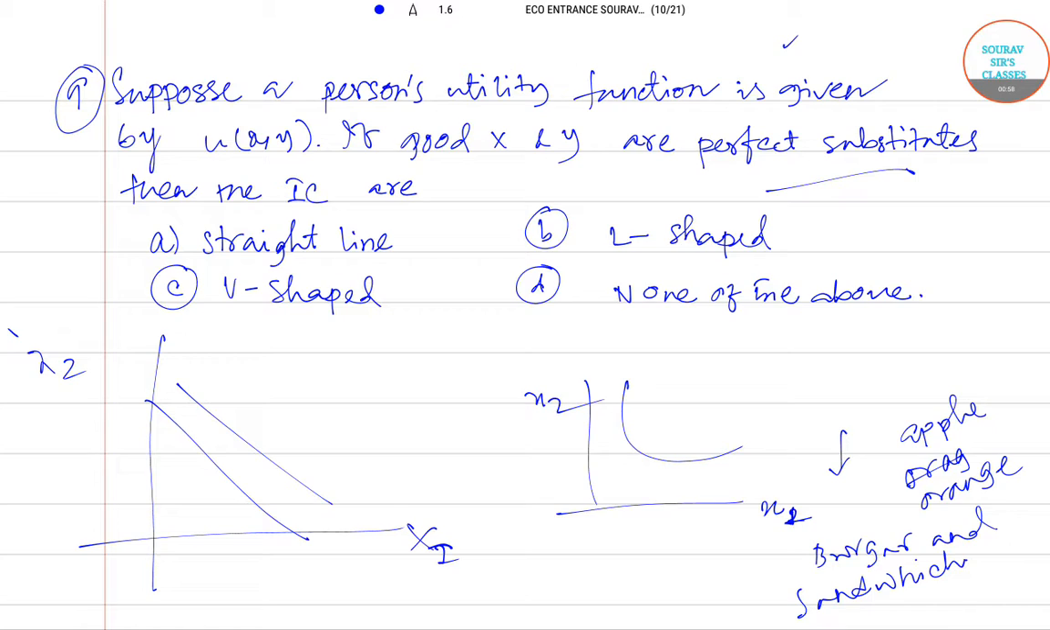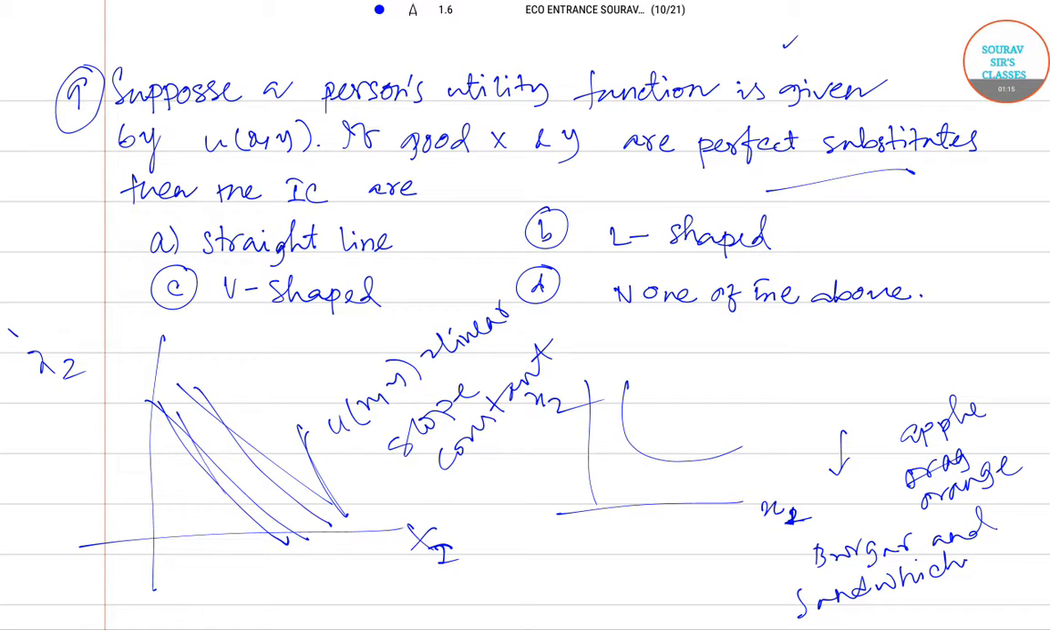Now in the case of perfect substitutes, what will be the shape of the IC? In the case of perfect substitutes, the utility function will be linear and the slope will be constant. So whenever you are facing a utility function which is linear and the slope is constant, then obviously the shape of the IC will be parallel and also linear. So it will obviously be straight lines. This is the correct answer.